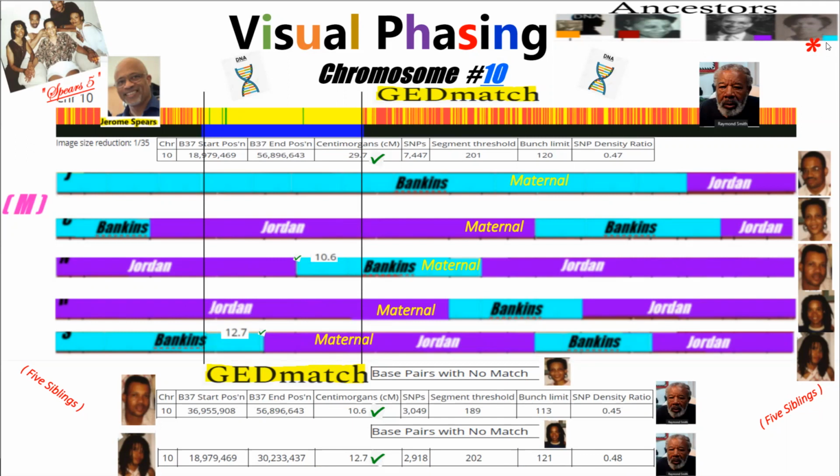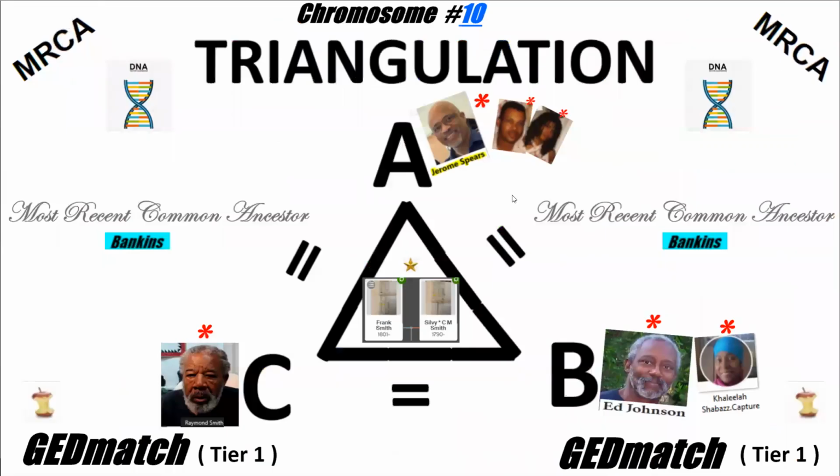And given everything we've already talked about, I know door number 4 leads me back to Basil Bankins, Camilla Smith, Frank Smith, and all that line where I'm trying to hunt. So I've got a lot more comfort and confidence in this Raymond Smith match as a result of doing some autosomal assessments using visual phasing to help out with that. So A equals B, B equals C, and A equals C. We're all triangulating on chromosome 10. It's all Banken's DNA. We've identified our most recent common ancestor on this specific segment as a result of this.